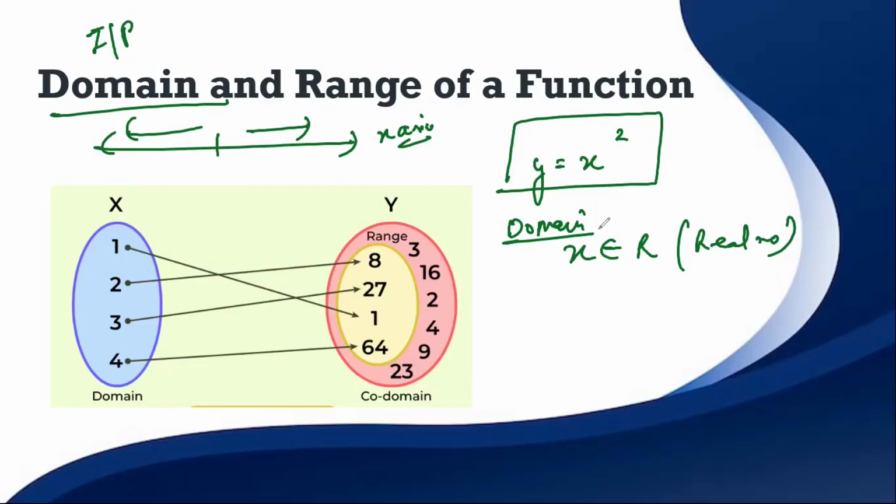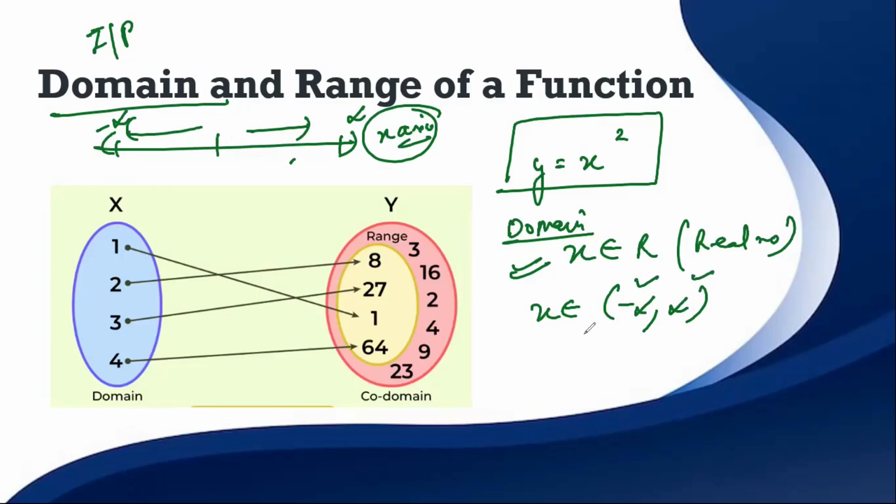One way to write the domain is like this, and another way is x belongs to negative infinity to infinity. It's very important to understand that I can take any value of x on the x-axis. On the left-hand side the last value is minus infinity, and on the right-hand side it's infinity. This is my left-hand side value, this is my right-hand side value. I don't know the maximum or minimum value, so I can write minus infinity to infinity.